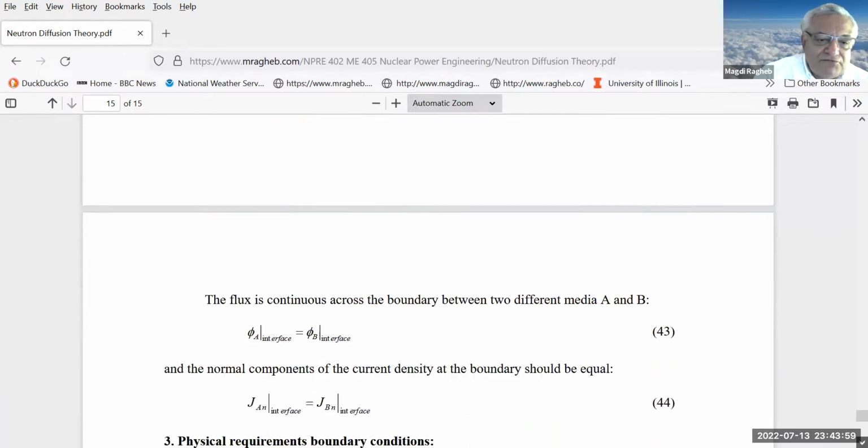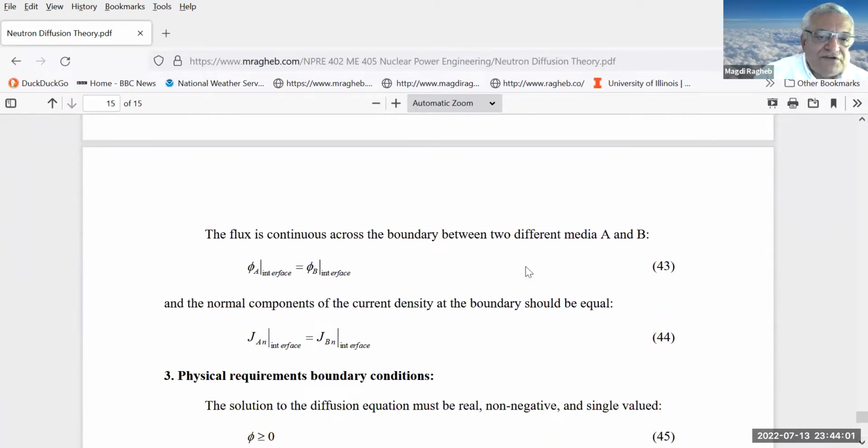We have another type of boundary conditions, which we call the interface boundary conditions. So if you have two different materials, like a cladding and the coolant on the surface of a fuel, the flux solution at the interface on one side should be equal to the flux on the other side. But also the neutrons are moving from one side of the interface, say from the fuel to the cladding. So in that case, the current at the interface should also be made equal. And in that case, we get two boundary conditions.